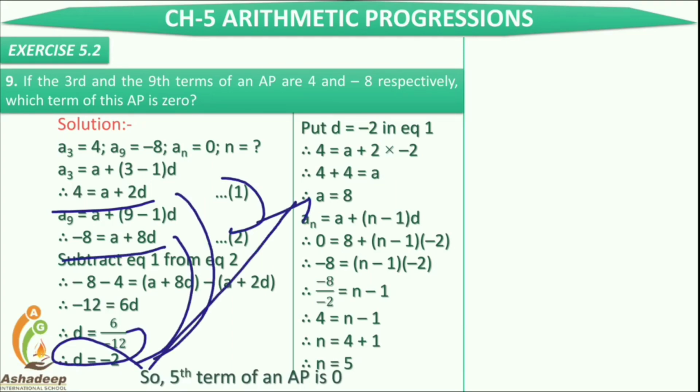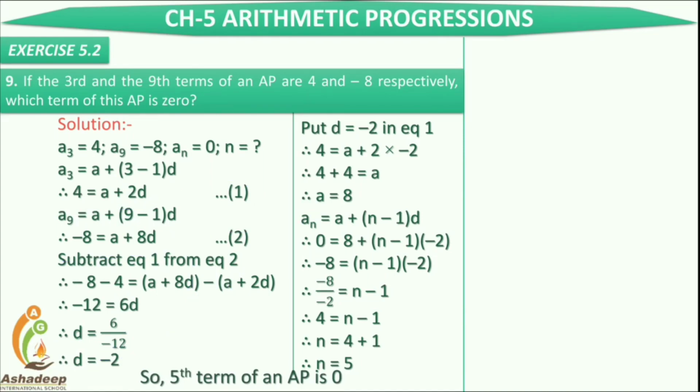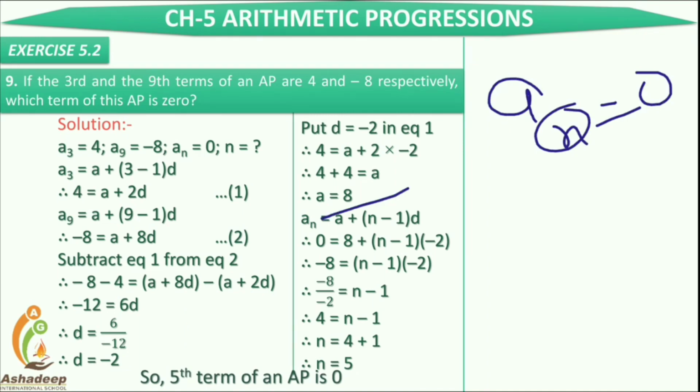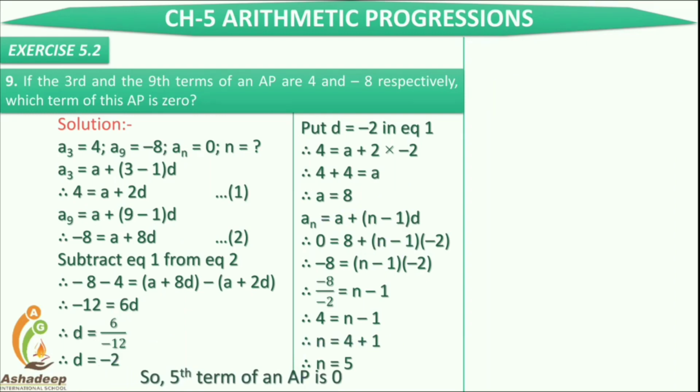A. अब A की वैल्यू हमको, कौन सा टर्म 0 होगा ये पूछा है. कौन सा टर्म 0 का मतलब an is equal to 0, तो हमको n फाइंड करना है, राइट. A की वैल्यू अवेलेबल है, D की वैल्यू अवेलेबल है, तो यहाँ से n मिल जाएगा, राइट. सो n is going to be 5. So the fifth term of the given AP is going to be 0, राइट.